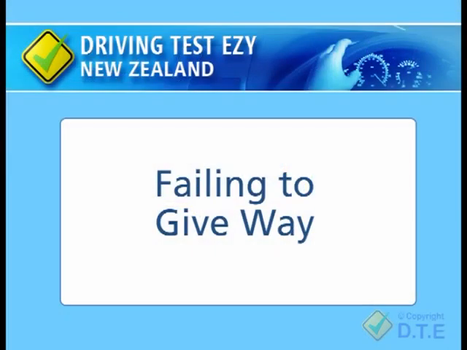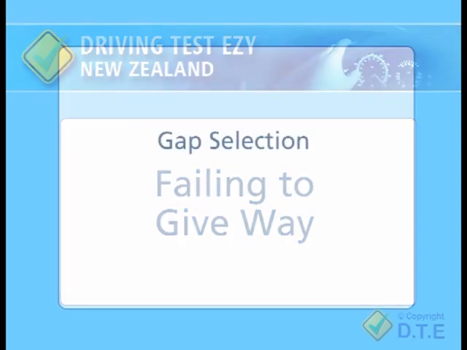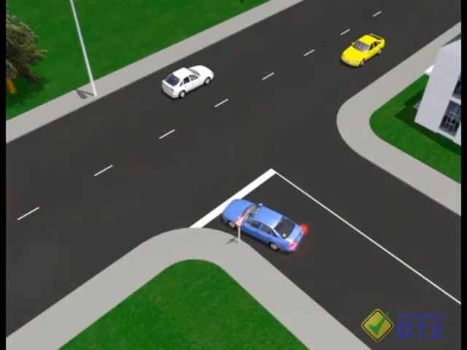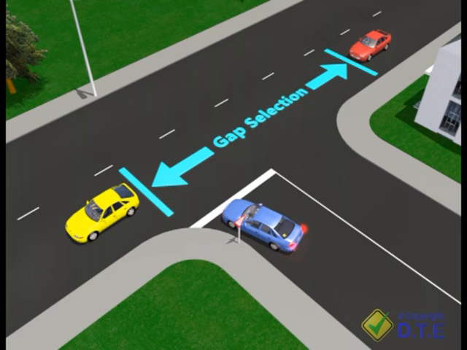Within this lesson, we'll concentrate on two main causes for failing to give way. These are gap selection and speed control. Let's begin with gap selection. When selecting a gap, study the movement of traffic thoroughly before you commit. Ask yourself, am I going to disturb traffic or not? If you think you will, stay where you are. If you're confident you won't, then proceed.